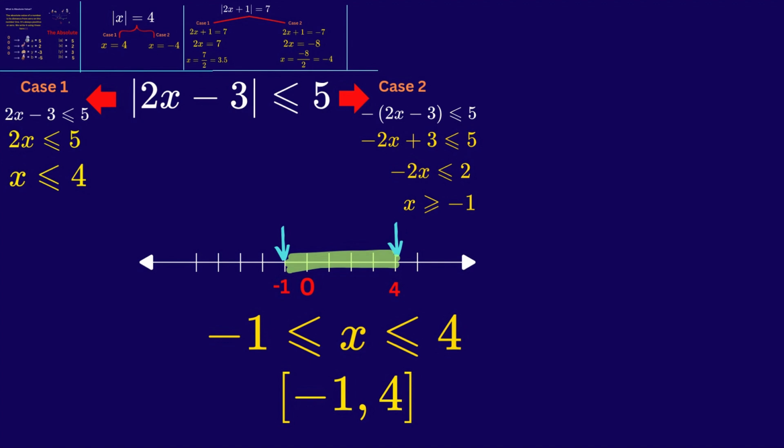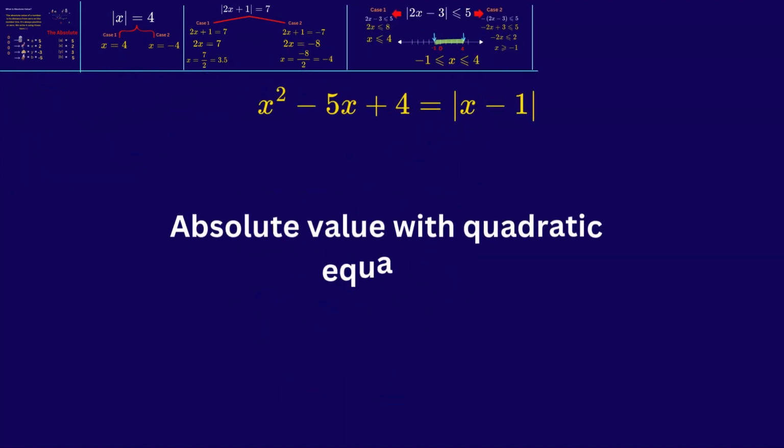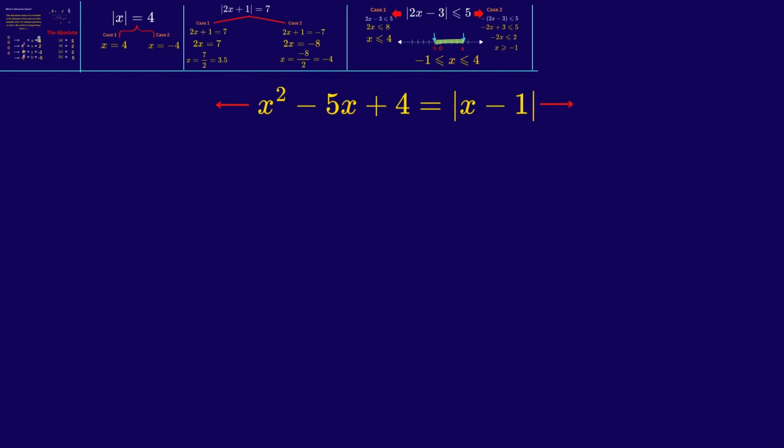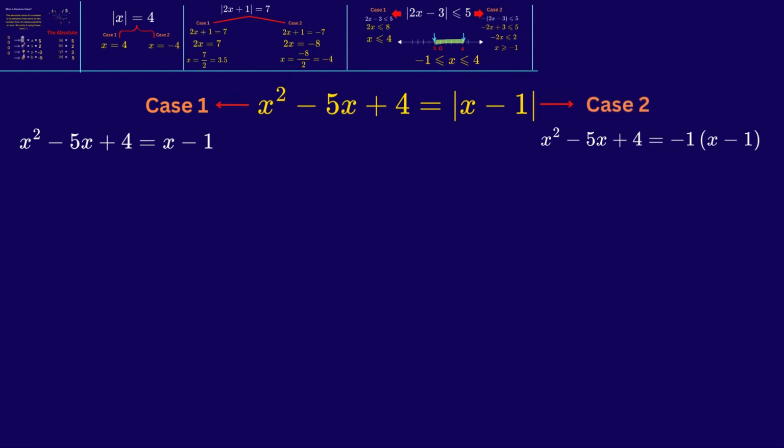Now, to go bigger, we're going to have absolute value with quadratic equations. We're going to have case 1, x squared minus 5x plus 4 is equal to x minus 1. And case 2, x squared minus 5x plus 4 is equal to, we're going to multiply this part by negative 1, negative 1 multiplied by x minus 1.